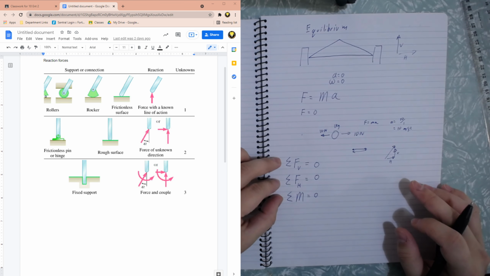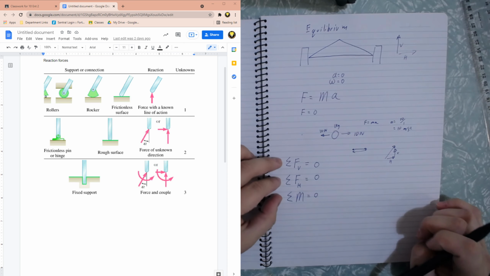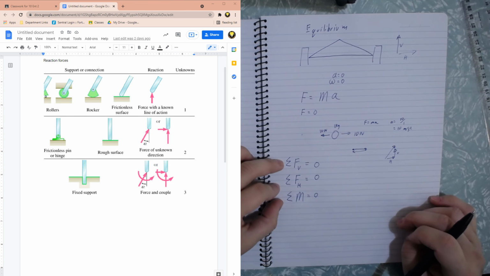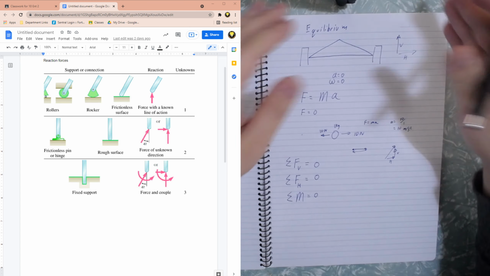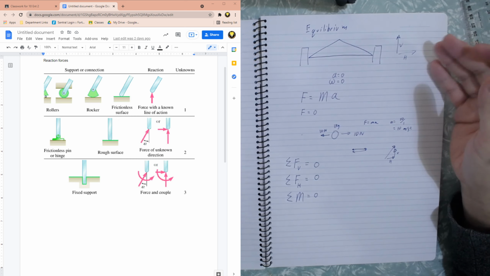the time. Your sum of all forces vertical equals 0. Your sum of all forces horizontal equals 0. And your sum of all moments equals 0. And that is your moments anywhere in the scenario that they have described.